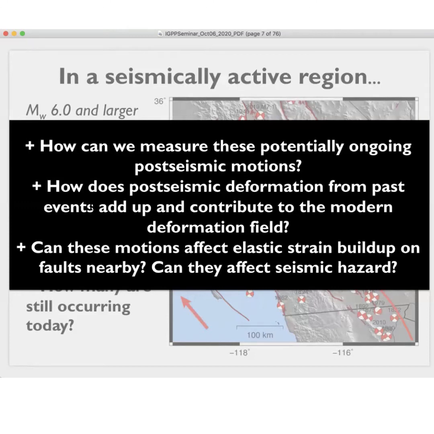Two, how does post-seismic deformation from these past events add up and potentially contribute to this modern deformation field that we're measuring? And lastly, can these motions affect elastic strain buildup on faults nearby? Can they affect seismic hazard? So these are questions that we're going to cover a little bit in the rest of this talk.